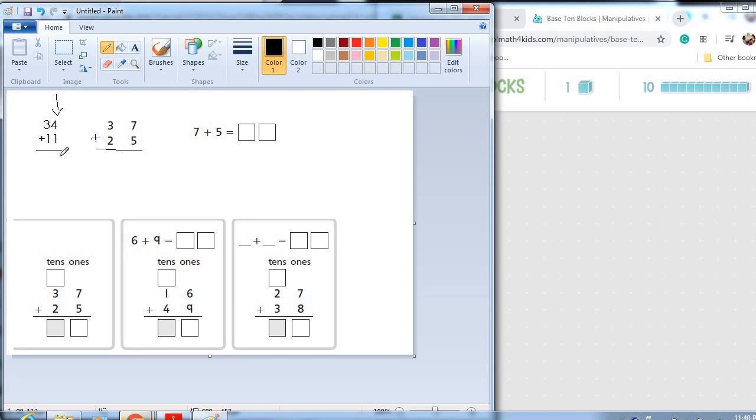4 plus 1 is 5. 3 plus 1 is 4. 34 plus 11 is 45.